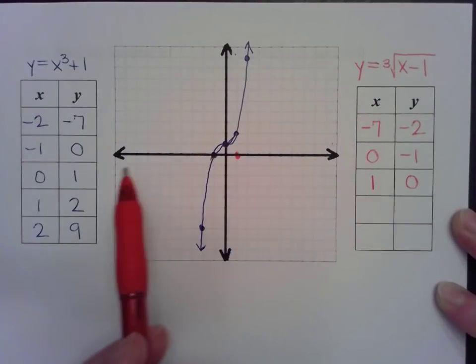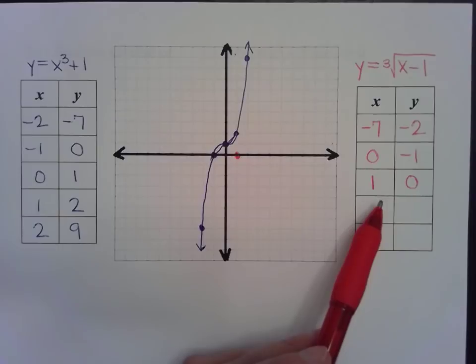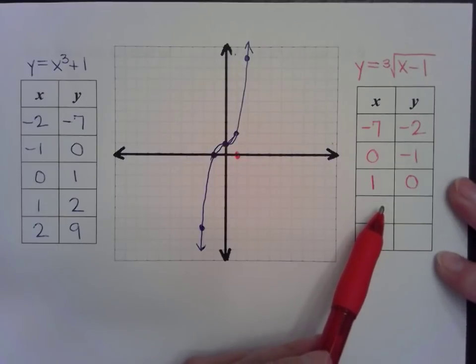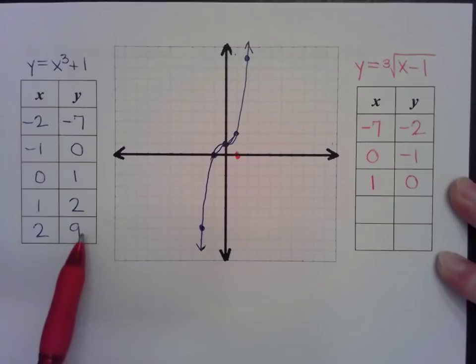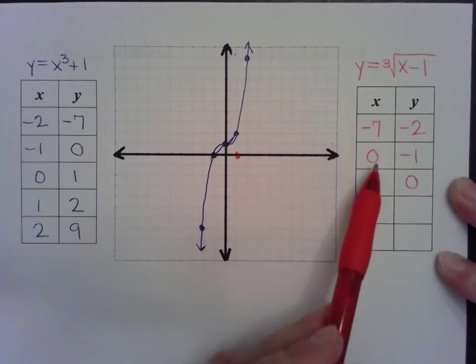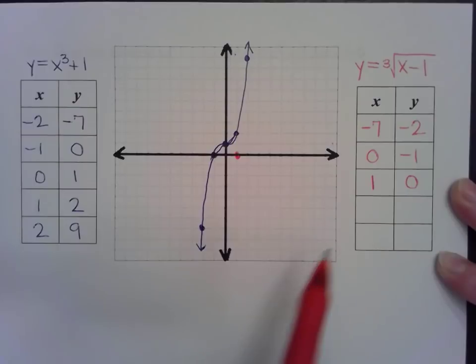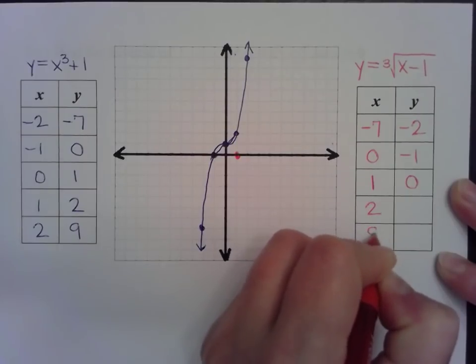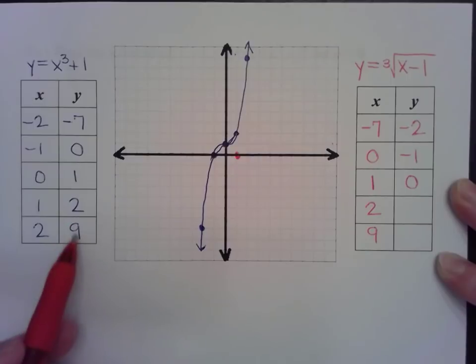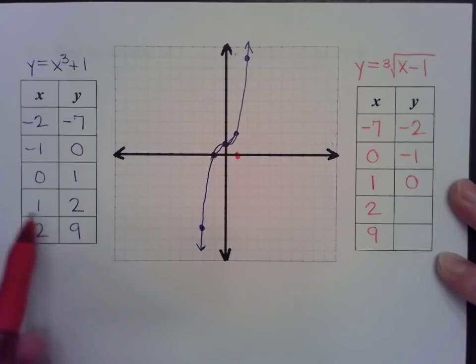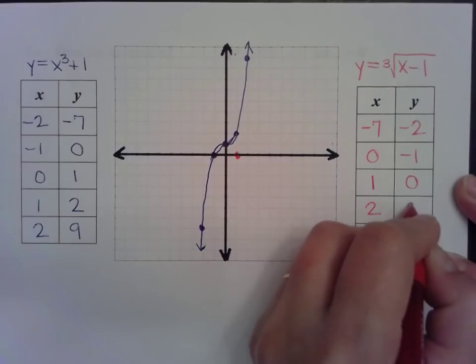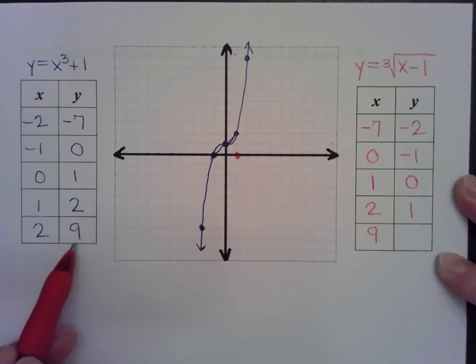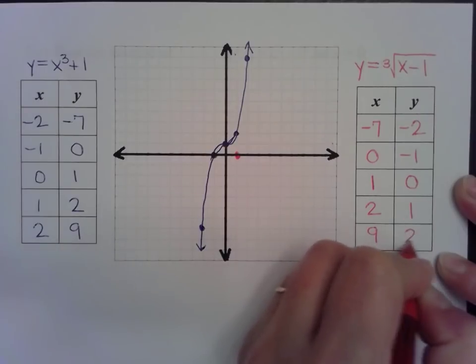Can you see a relationship between these two tables here? It's not a coincidence that these y values are going to make really good x values for the inverse. So 2 and 9 are also going to make really good x's. And when I plug them in, because the inverse performs opposite operations, I'm going to return to the x values I started with over here. So when I plug in 2, I should get 1. When I plug in 9, I should get back to 2.